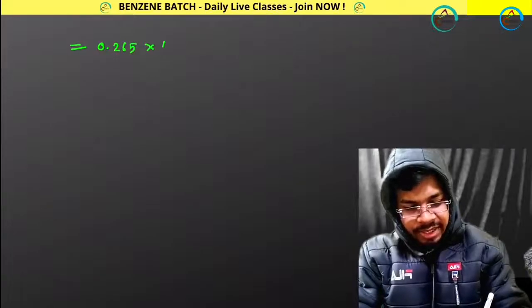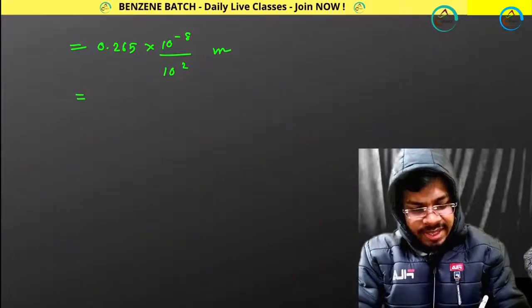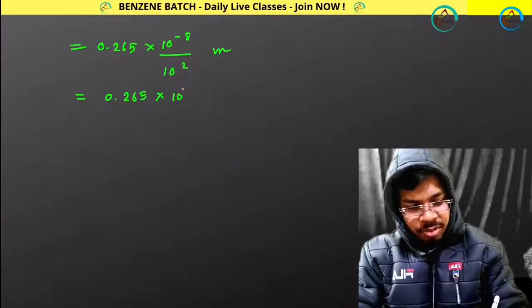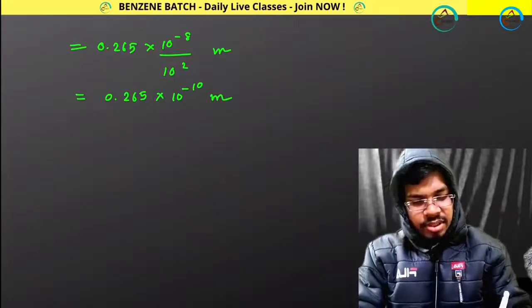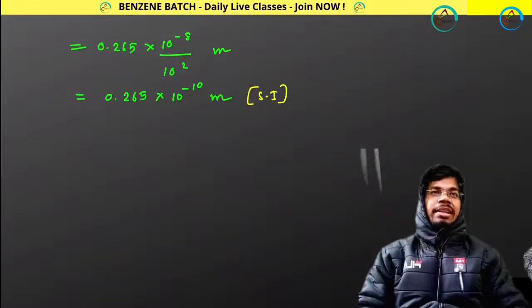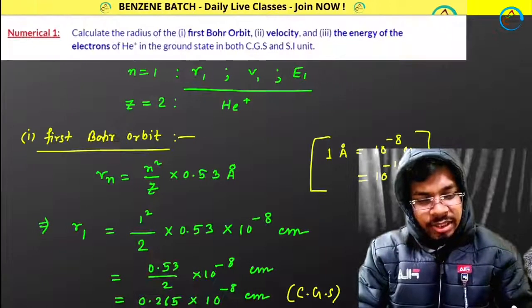so 0.265 multiplied by 10 to the power minus 8 divided by 10 to the power 2 meter, and you will easily get the value 0.265 multiplied by 10 to the power minus 10 meter. So this is the value in SI unit. So that's all. That's quite an easy method. And if you want to use other methods, you can do that.